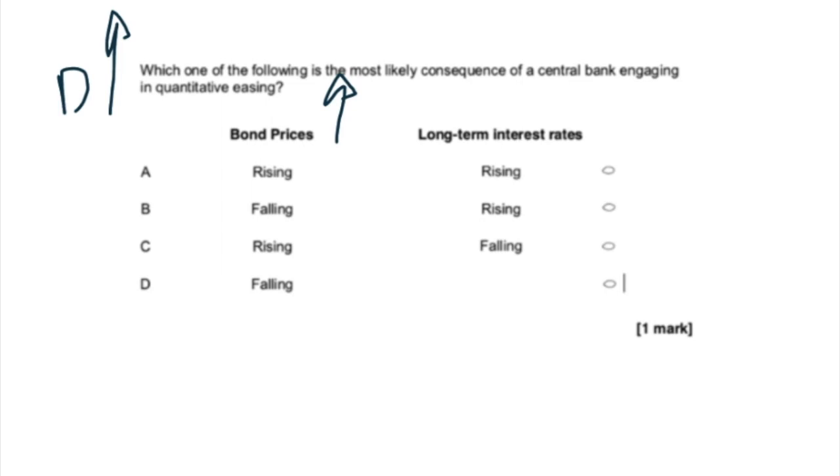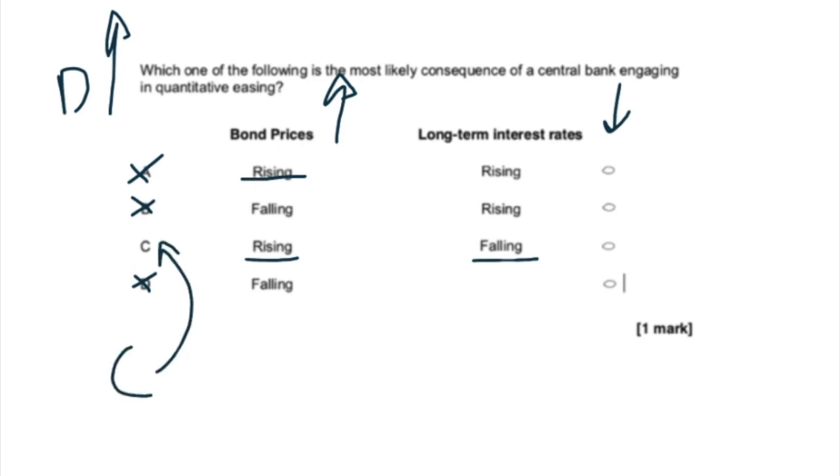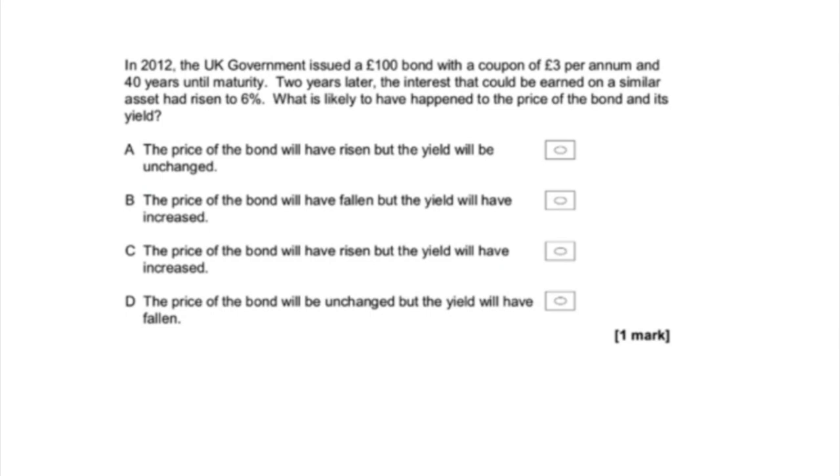So again, we can see that it might be A and it might be C, but it's not B and it's not D. Now, if we think about the inverse relationship, if we know that the bond price rises, then the long-term interest rates will fall because of what we've just done there with the previous example. So therefore, it cannot be A, and that leaves only C with the interest rates falling. So the answer is C. Okay, so next multiple choice.